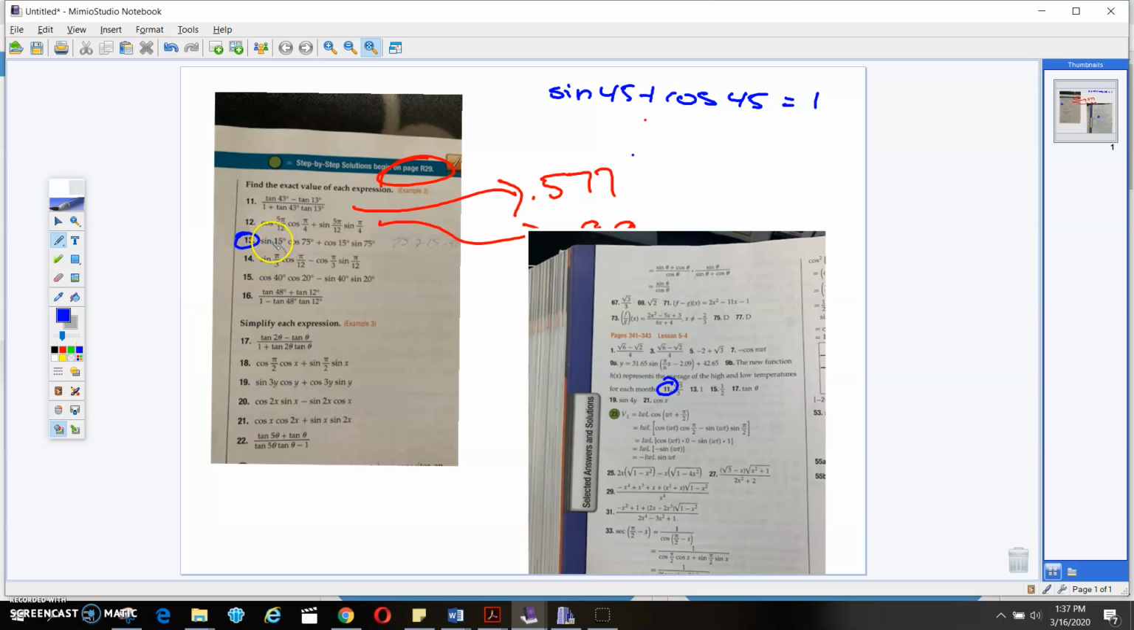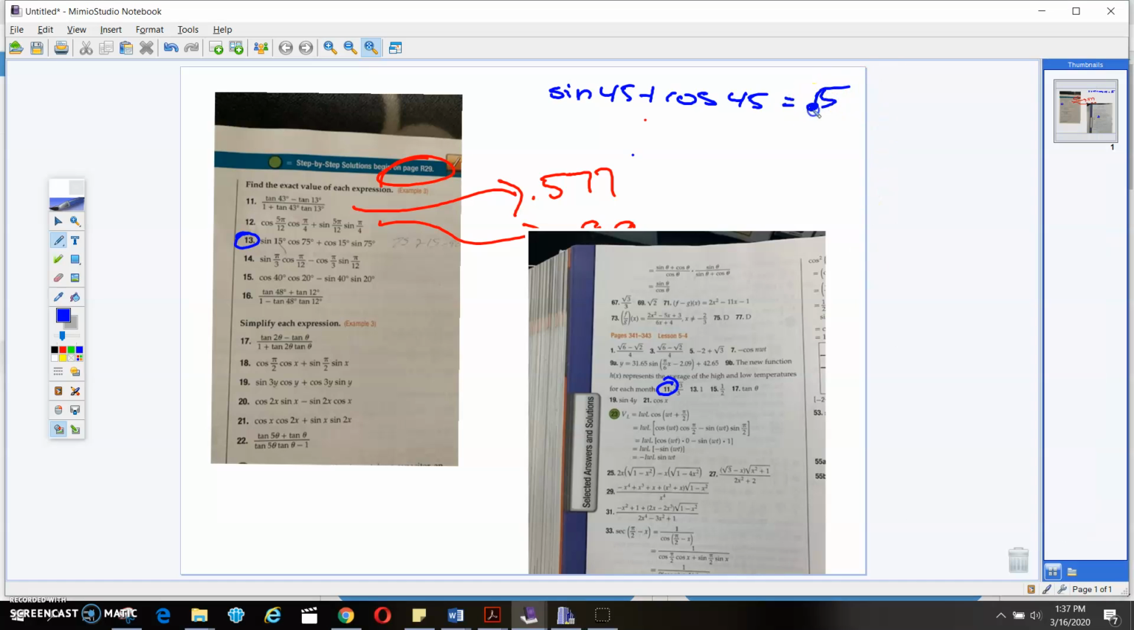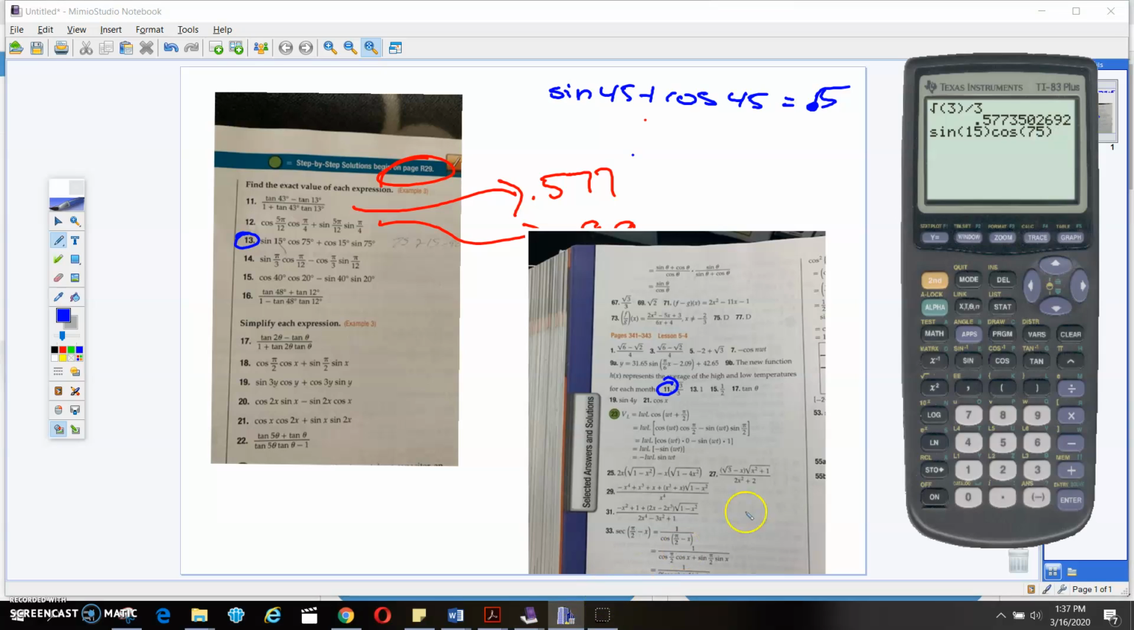So right here, if I go into my calculator, okay, I'm going to have sine of 15, cosine of 75, which I know that 15 plus 75 is going to give me 90, right? And that's actually going to equal 0.5. So sorry. Okay, and I'm going to show you that really quick. Yes, it does. Totally does. Why is this not working?